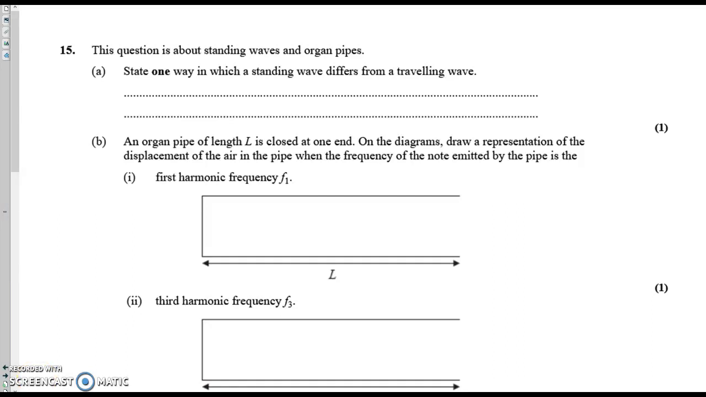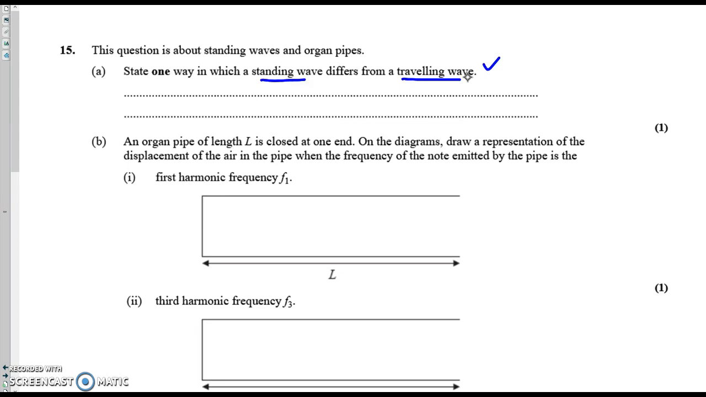Let's solve some problems on standing waves. 15a, describe a difference or state a difference. Well, there's many differences between standing and traveling waves. You can talk about how traveling waves transfer energy through a medium, but standing waves don't, or anything else we've studied.